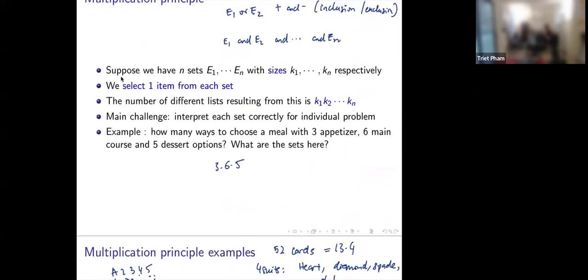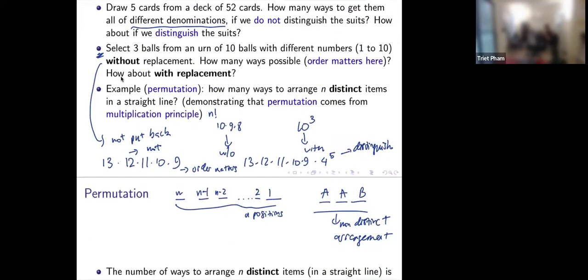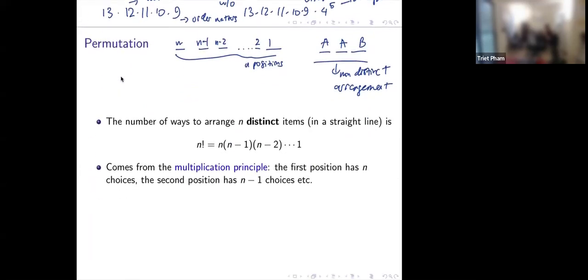The only exception, of course, is that when you have the word or, if you choose an item from E1 or E2, then it will be addition, the inclusion-exclusion formula. It won't be the multiplication principle. The multiplication principle works with the word and rather than or.